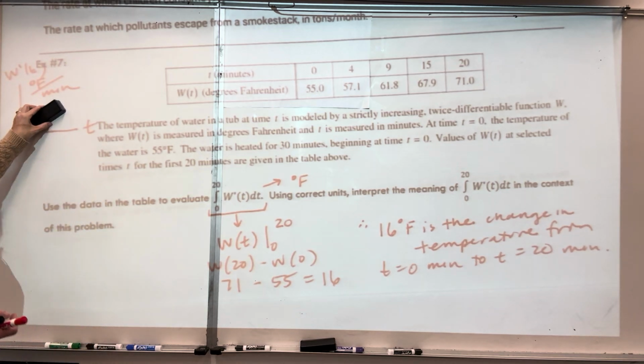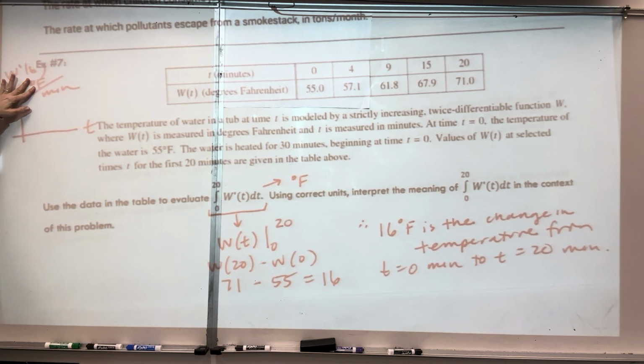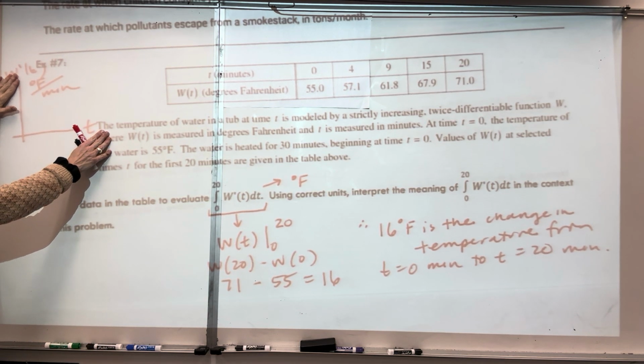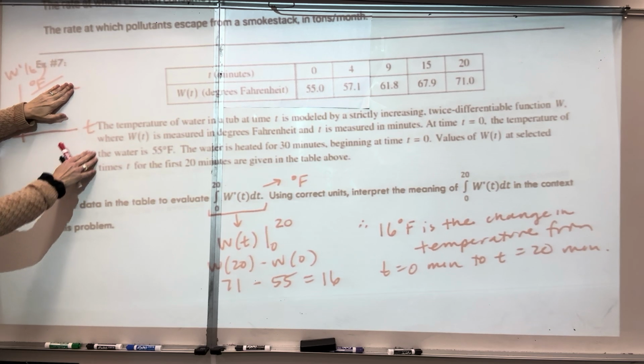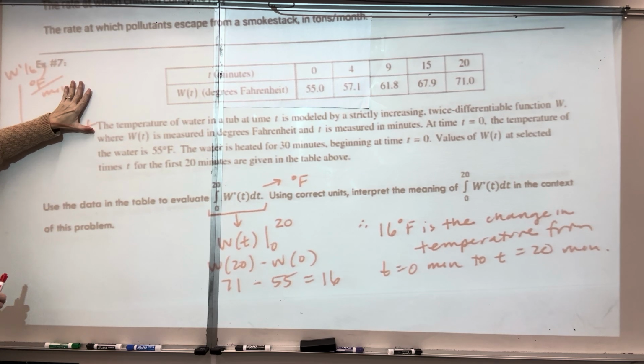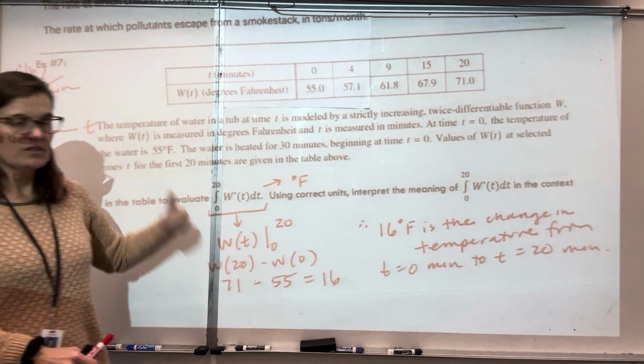If you have a rough sketch, you know, if you have degrees Fahrenheit per minute times minutes here, when you go to integrate, the minutes would cancel out, right? And so you would just be left with the degrees Fahrenheit.